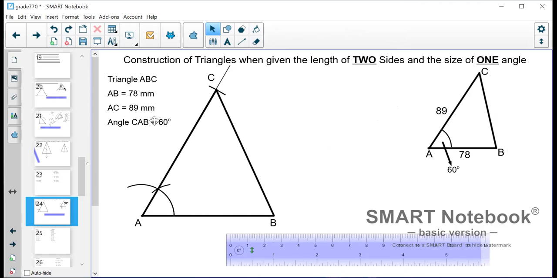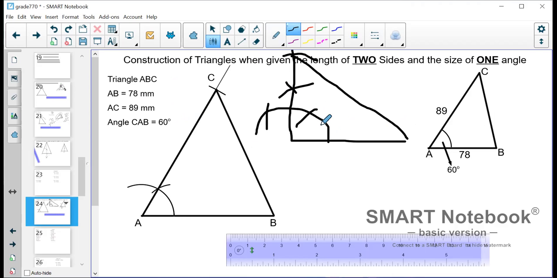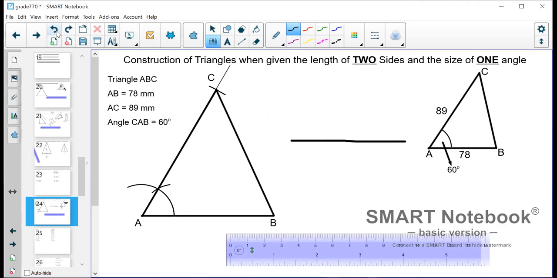For example, if you were given this as 90 degrees, then all you need to do is draw a base, construct the 90-degree angle, and we remember how to do that, right? We construct the 90-degree angle and we draw the line straight up. And we find the length 89 on this 90-degree line, and then we draw in the other side. All right, so whatever angle is given, that is what you would need to construct.